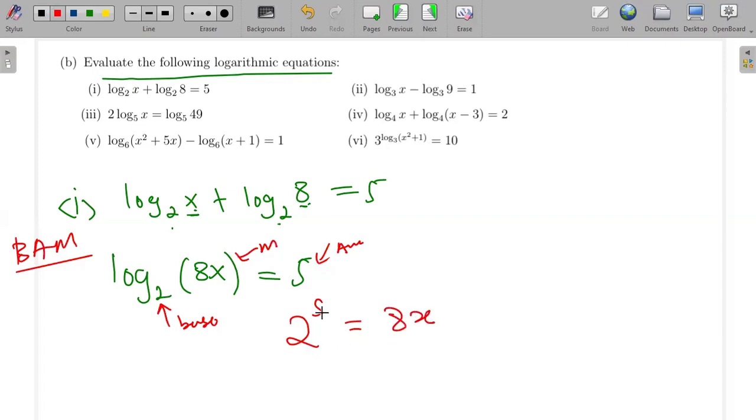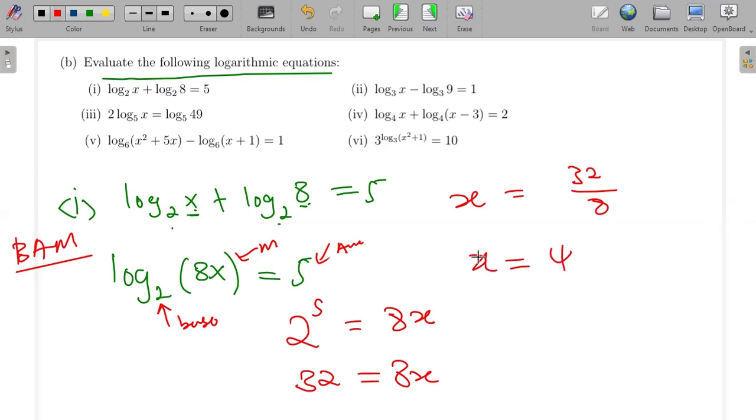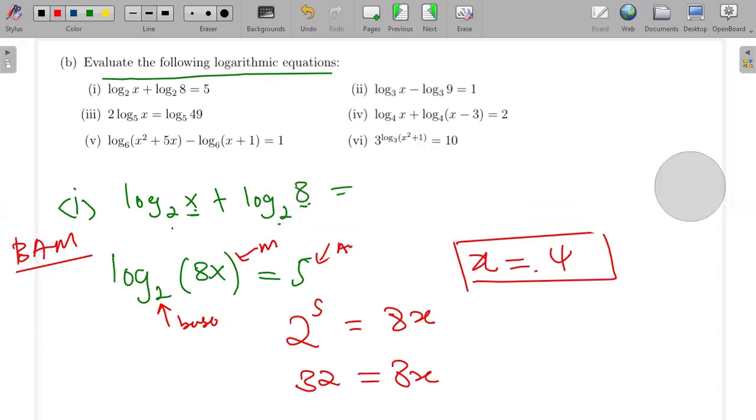Okay, so what is 2 to the power 5? You can just punch it on your calculator. 2 to the power 5 is 32, which is equal to 8x. So we divide both sides by 8. We get x is equal to 32 divided by 8, which is just 4. So x here is just 4. Okay, any questions there? Okay, no questions. We look at the second one.